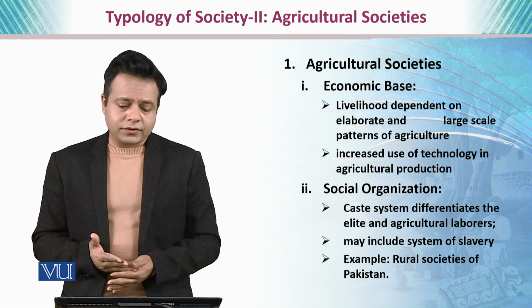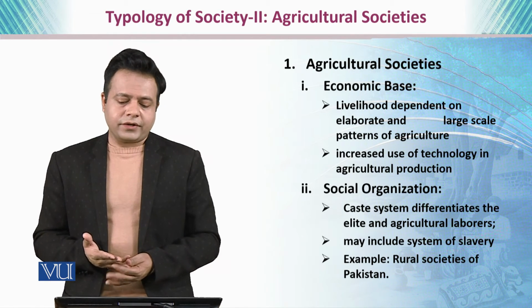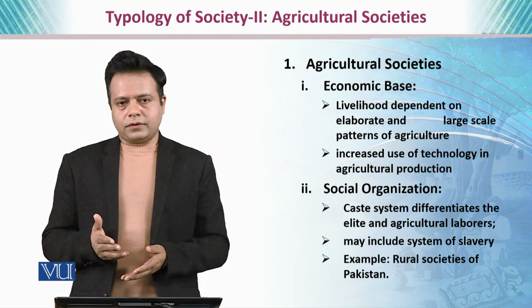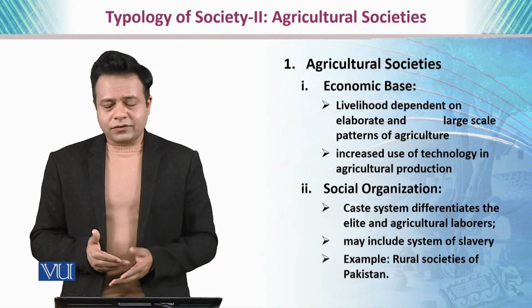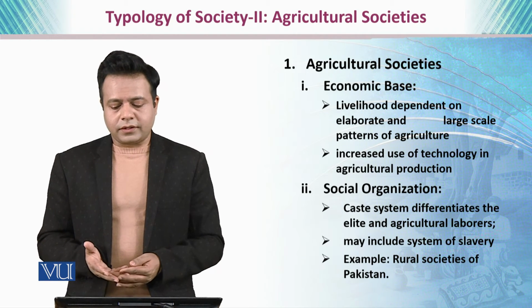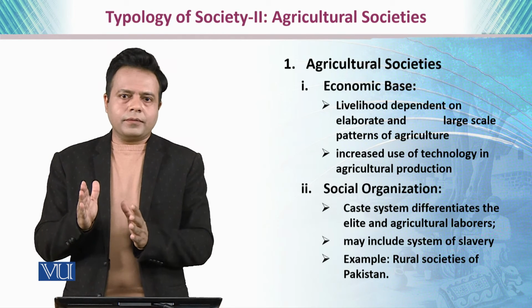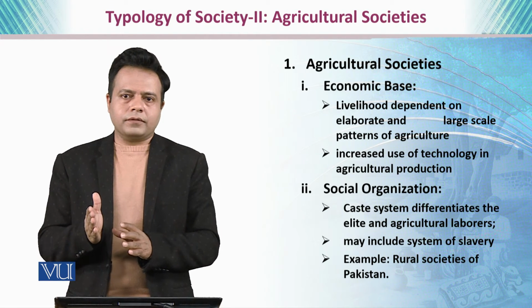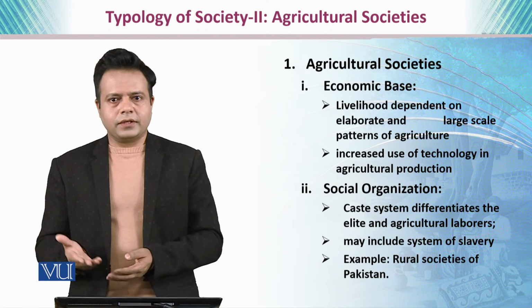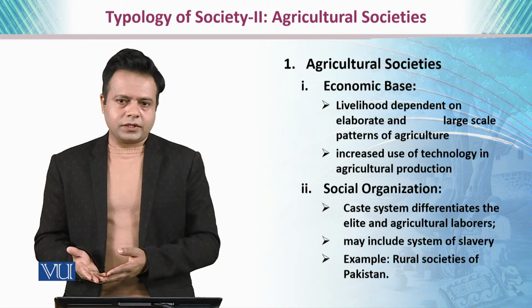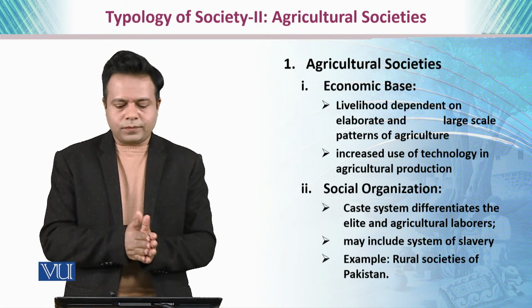So livelihood was dependent on elaborated and large scale patterns of agriculture and increased use of technology for more food production. In this society, the caste system began to emerge, where differentiation or the sense of identification was by the specialization of your tasks. Like the farmer in the agricultural society has his own specialized task, whereas the barber would have their own specialty.